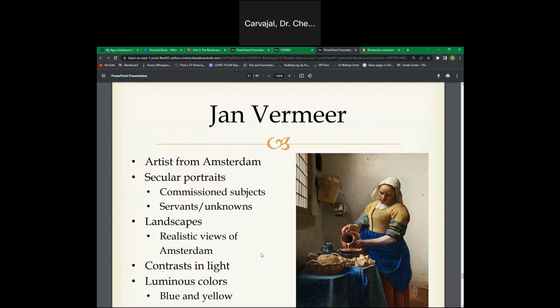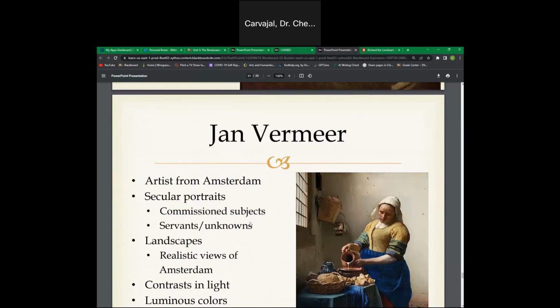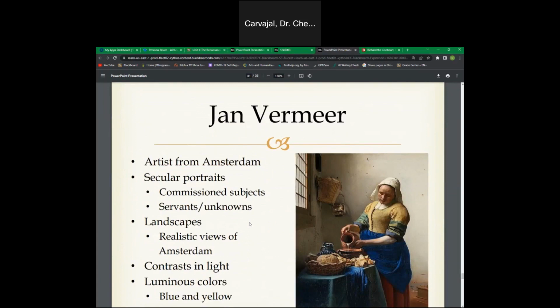So remember, this is in the north. This is not a Catholic area, so the vast majority of paintings are not going to be religious. They're going to be of ordinary subjects, stuff that happens in everyday lives. And Jan Vermeer had a good eye for people and color.